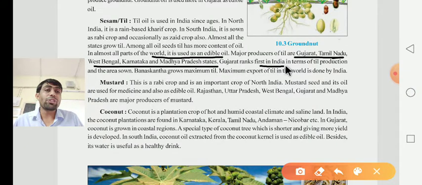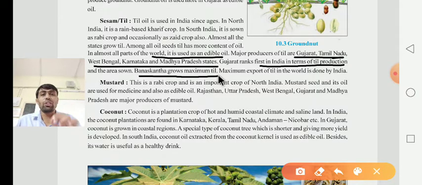Gujarat ranked first in India in terms of til production. If you have to see, Gujarat is first in the production of til. Til means tal. In the area shown, Banaskantha grows the maximum in the Gujarat region.